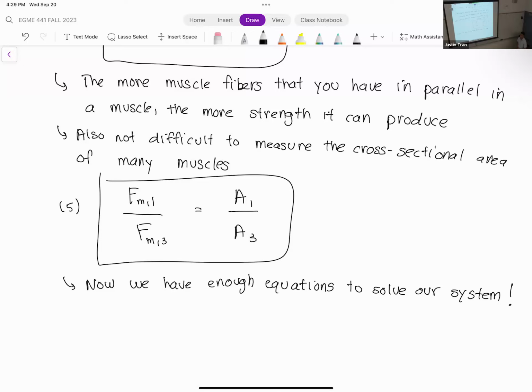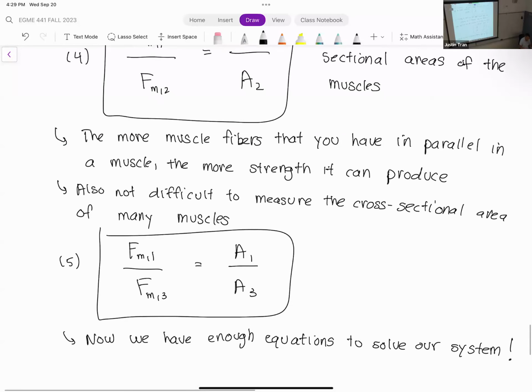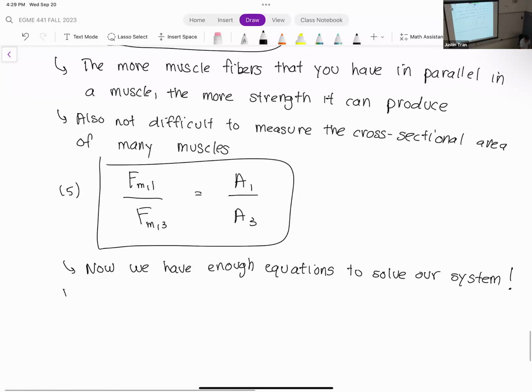I'll let you guys fill in the rest. Actually, in fact, you have to, because it's one of the homework problems. I think it's problem 3 or something on the homework that has you do this. But the way that you would do this is that you can use both these equations. You can solve equation 4 for FM2. You can solve equation 5 for FM3.